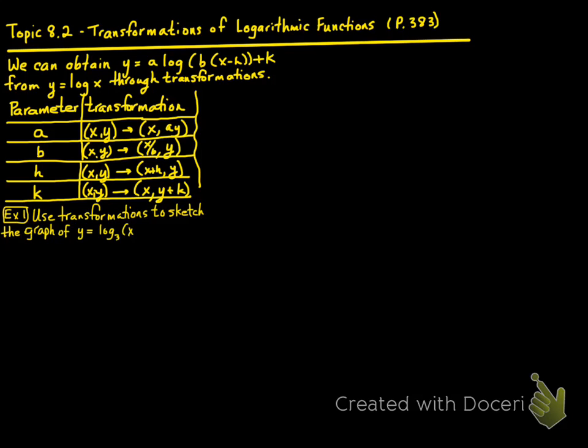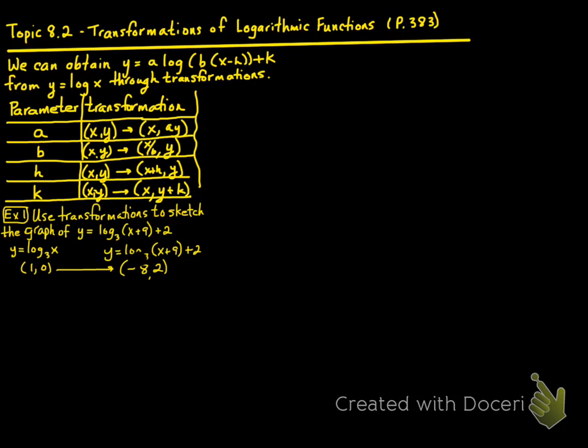In example 1, we're going to use transformations to sketch the graph of y equals the log base 3 of x plus 9, plus 2. First of all, we're going to start with y equals the log base 3 of x, and we're going to compare some points. We know that (1, 0) is there. That's going to be a shift of 9 units to the left, so we get negative 8, and it's going to be 2 units up, so it's going to be (negative 8, 2).